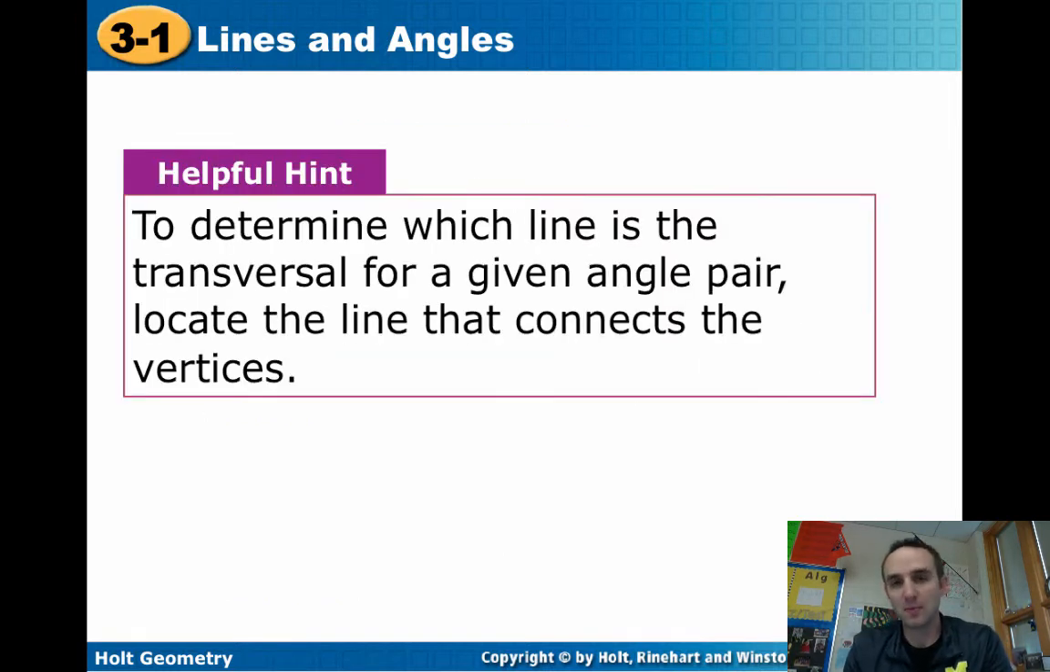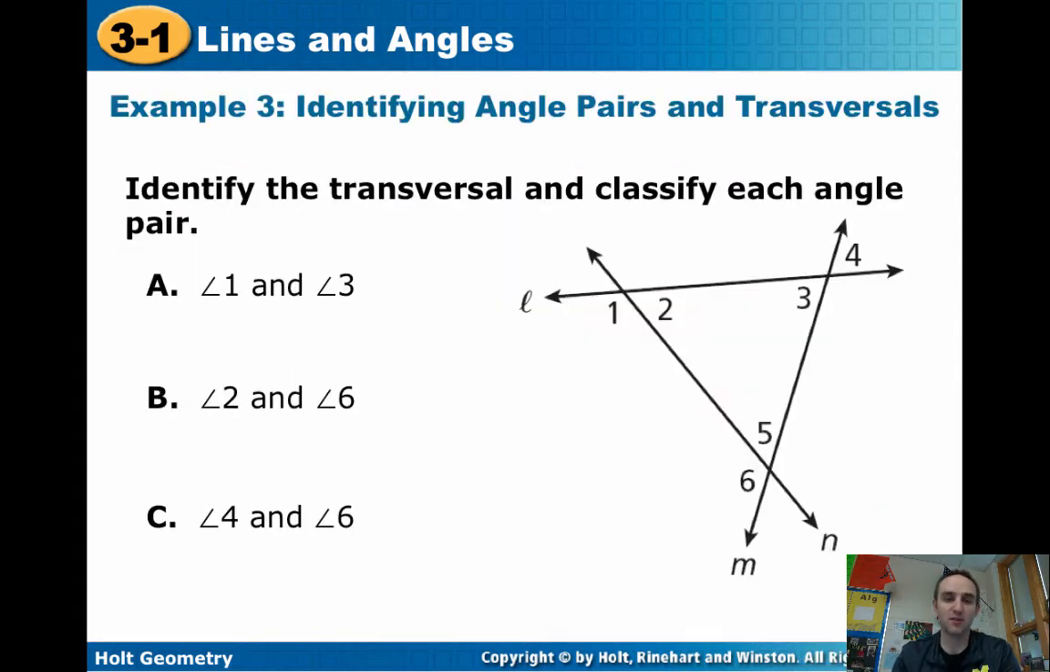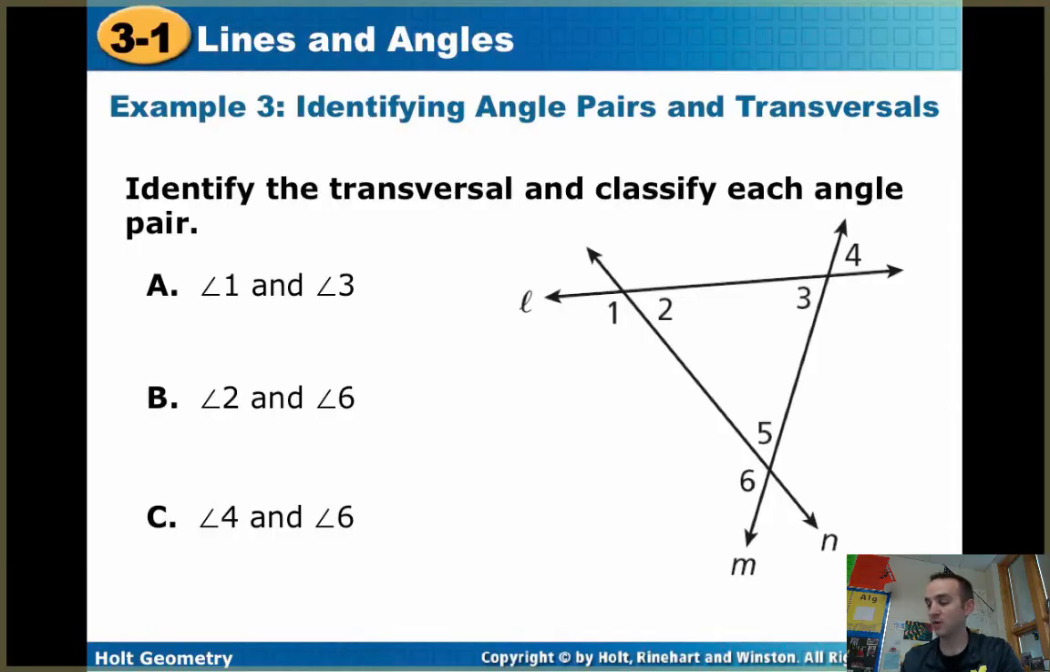When we look at these problems, it's not always so obvious as to which line is the transversal. So just keep in mind that for a given angle pair, to locate the transversal, you have to locate the line that connects the vertices. What we mean by that is if I'm looking at angles 1 and 3, the line that connects those two vertices, where angle 1 and angle 3 are, the line that connects both of them is L. So L would be my transversal there for this one.